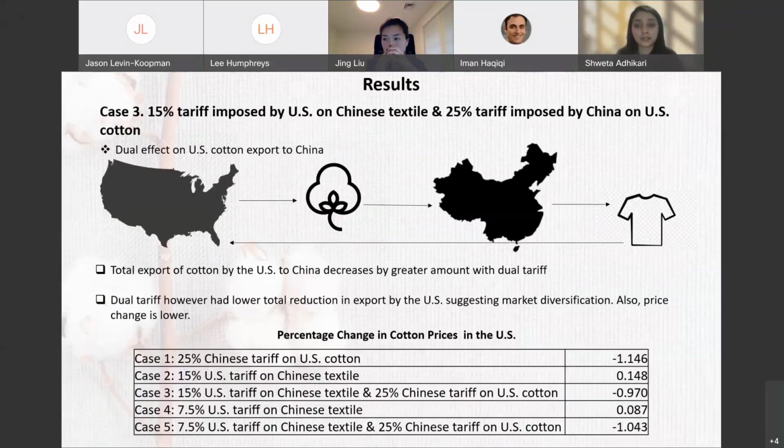I have the table for the percentage change in cotton prices in the US. After the first 25% tariff increase on US cotton, we can see that the cotton prices reduced by 1.146%. And when it comes to the US tariff on Chinese textile, the cotton prices actually increased. Among the other cases, the highest percentage gains we can see are in the 25% Chinese tariff on US cotton. And after the phase one trade deal was signed, the percentage change in cotton prices follows the highest one, so we have a decrease in cotton prices in this case.